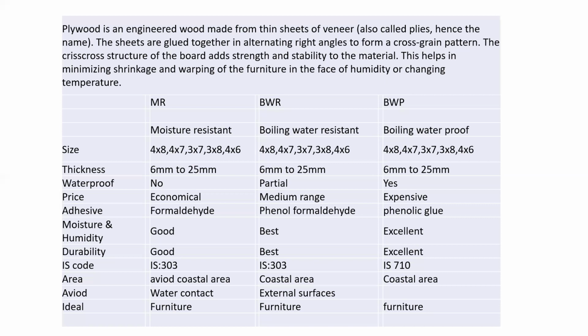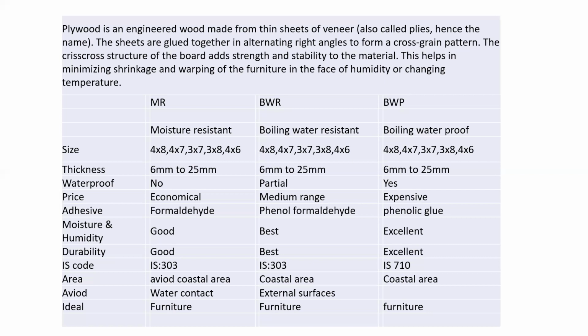MR ply should be avoided in the kitchen and bathroom wherever there is direct contact with water. BWR resists water, so you can use it for the kitchen and bathroom area, but you cannot use it for external work. BWP you can use for external grade. All plies are ideal for furniture work.